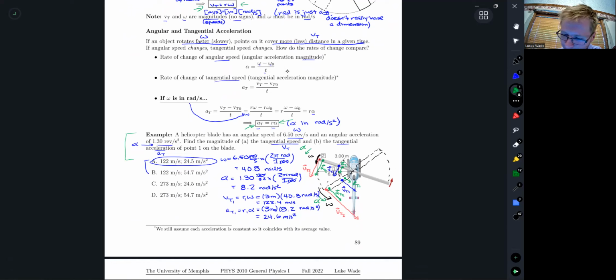tells you that as the helicopter blade rotates through a certain angle, if we're saying it has some angular acceleration, it was rotating at some rate initially, but then as it continues rotating, it's rotating faster over here. That also means that a point on the blade that was moving at some tangential speed initially is moving at a greater tangential speed after. And you can relate the tangential acceleration that caused that tangential speed to change to the angular acceleration that caused the angular speed to change.